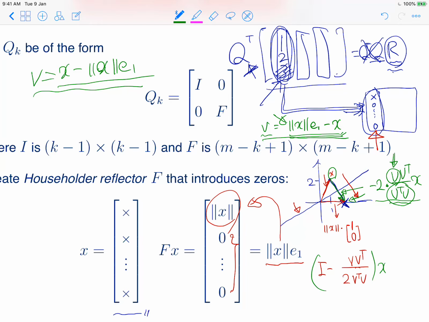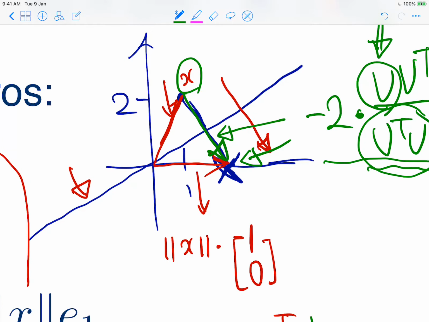The answer is both of them are correct. So it doesn't matter which one we use, because in the case of a projection, the direction doesn't matter. So whether we set v as this guy, in this case, the projection of x onto this line v is this guy, right?